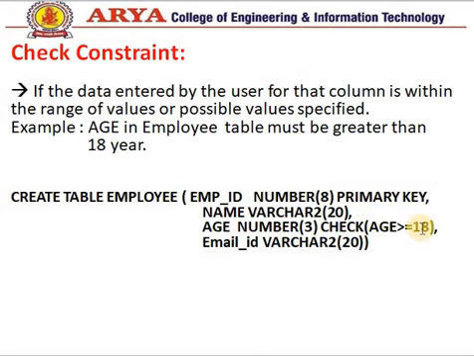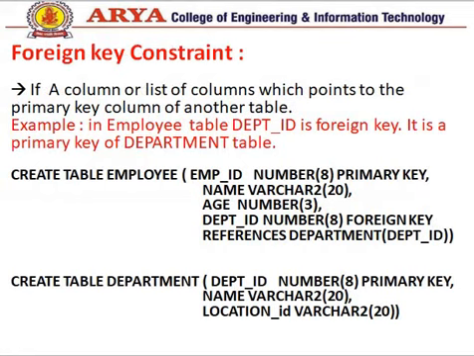It means whenever we demand an input from the user, our system or Oracle server checks if the age is less than 18, then this entry is not permitted. If the age is greater than or equal to 18, then the entry will be permitted in the employee table. Now we start the next constraint, the foreign key constraint.